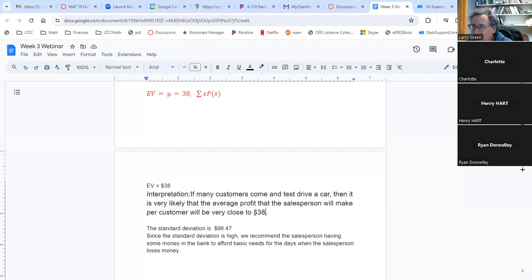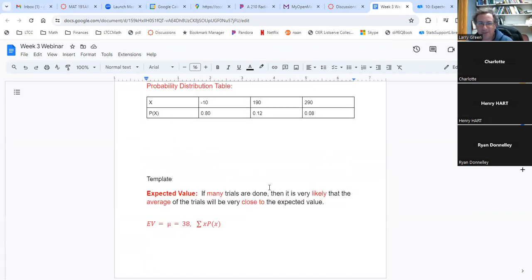Can you reshow the many trials statement? Do you mean show it again here? Is that what you mean? The expected value template? Is that what you meant? Repeat. So if many trials are done, then it is very likely that the average of the trials will be very close to the expected value.